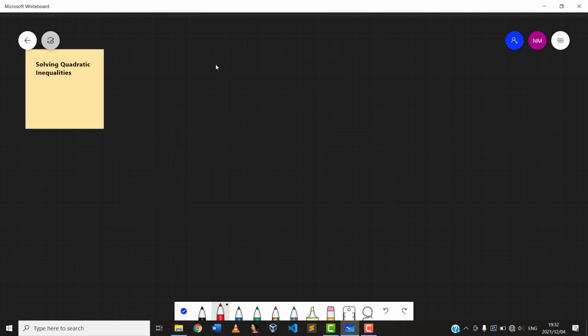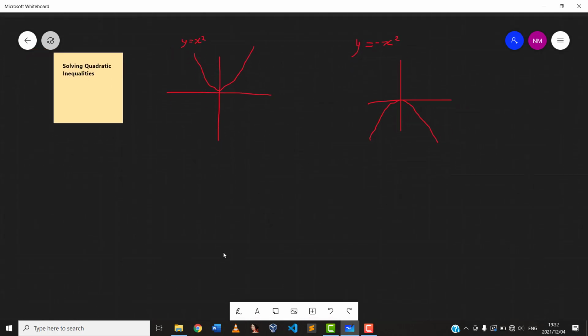I just want to remind you of the shape of the quadratic graph. If you had y equals minus x squared, the shape of the graph would be like a frowning face. But if you had an x squared graph, then the graph would be like this, a smiling face. So just remember that when you're doing this, because it's kind of important. You'll see why later. Let's do an example.